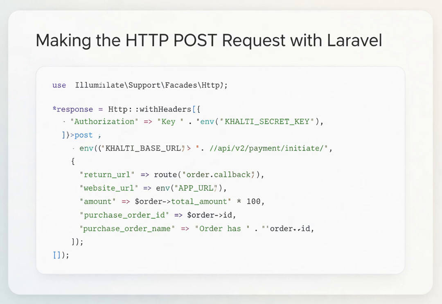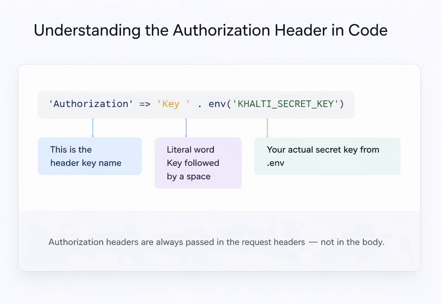The amount is multiplied by 100 to convert from rupees to paisa. Notice how we split the URL into 2 parts, the base URL from the environment and the endpoint path. You can also write the full URL directly if you prefer. Both approaches work. Let's zoom in on the authorization header, because this is where many people get confused. The header name is authorization, that's the key. The value starts with the literal word Key, capital K, followed by a space, and then your actual secret key from the environment file. This matches exactly what the Calty documentation describes.